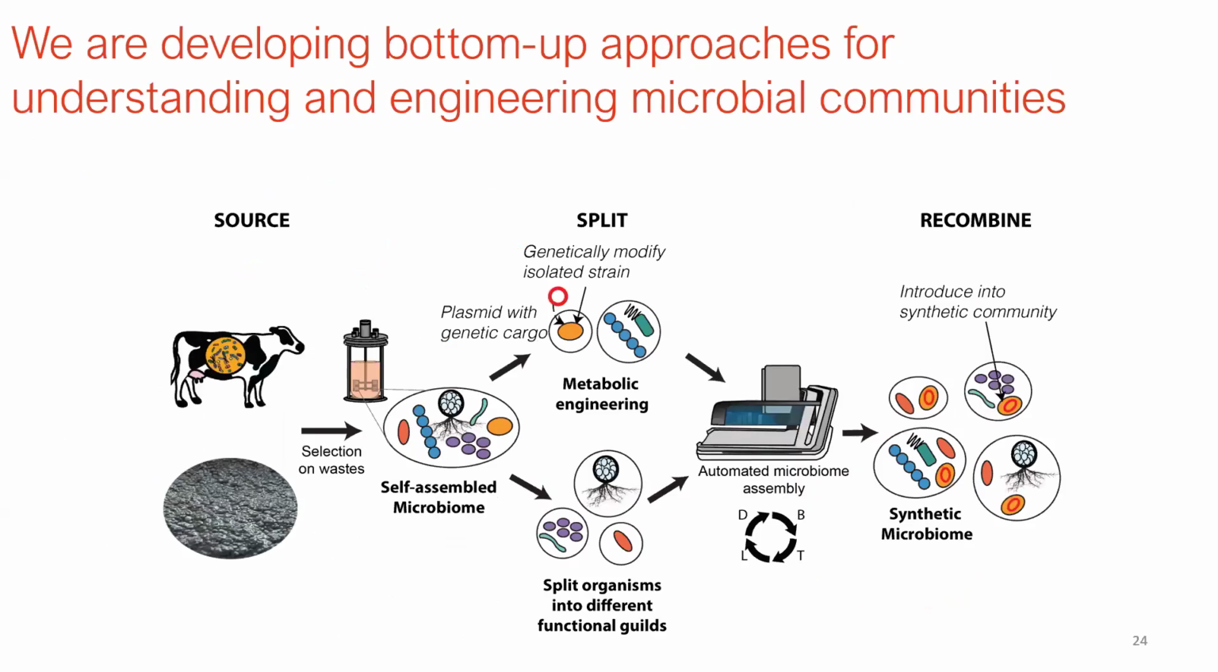Okay, I'm sure I'm a little bit over time, but I'll step it up a little bit. And so we have this screening platform. We've learned a lot about the physiology of these chain elongators. We've developed genetic tools for them, but now the question is, can we really bring it all together in this source, split, recombine kind of approach? And so that's what we've been really focusing on now, especially over the last year.